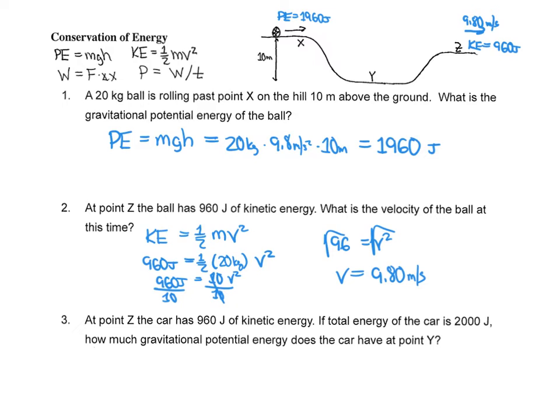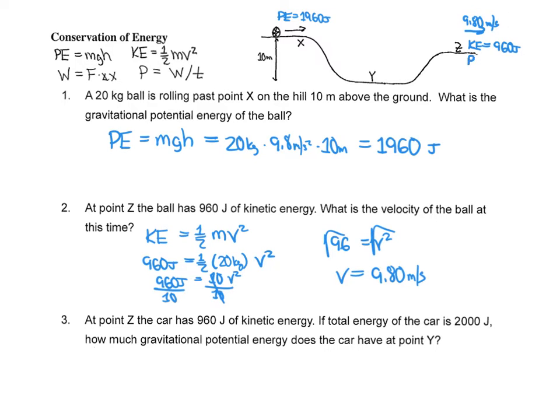All right. At point Z, here we go. So, 960 joules of KE here, I get it. If the total energy there is 2,000, how much PE do I have there at point Y? So, all right.